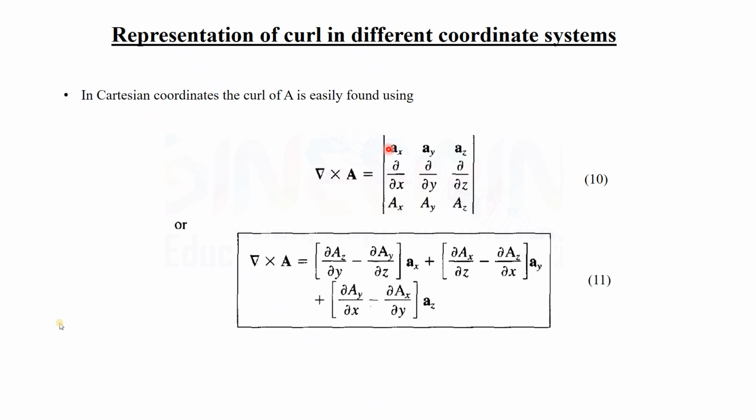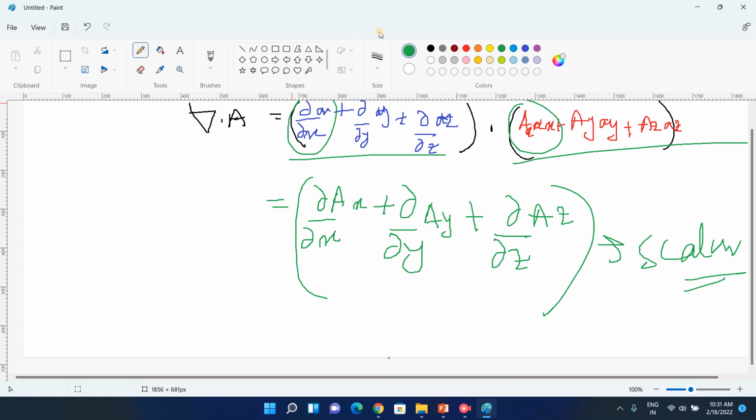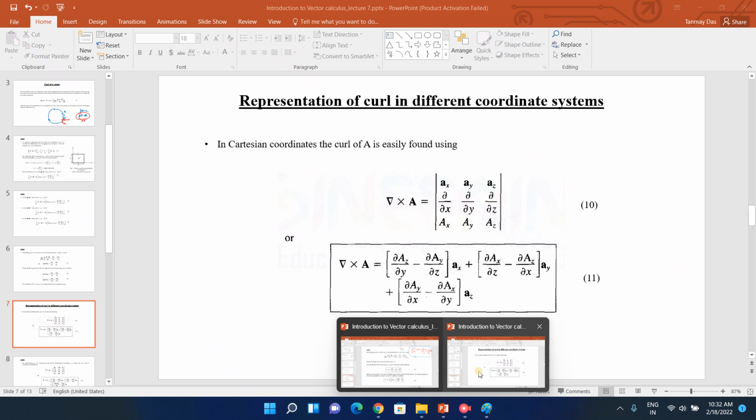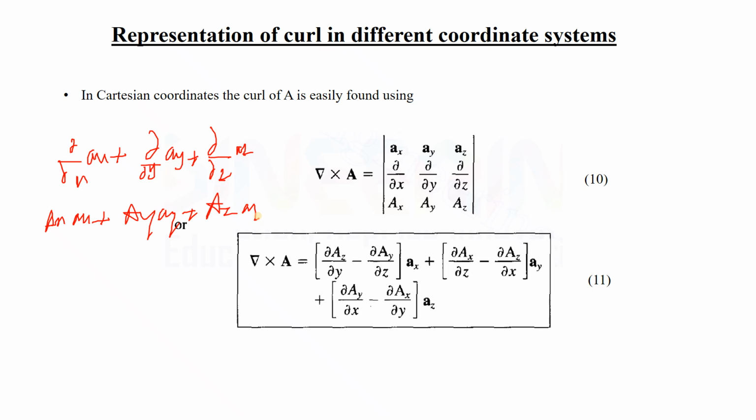Representation of the curl. Similar to divergence, where we had a dot product, del operator dot vector, in curl, since it is a cross product, you take the del operator cross product with the vector. If I talk about the Cartesian coordinate system, the del operator is del/del x unit vector x, and so on, and the vector is Ax unit vector x plus Ay unit vector y plus Az unit vector z. So how do we do the cross product?